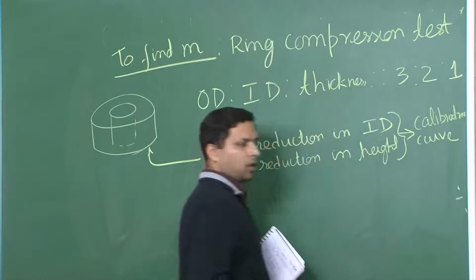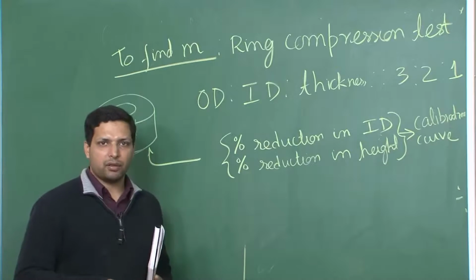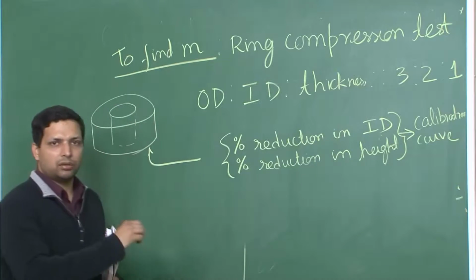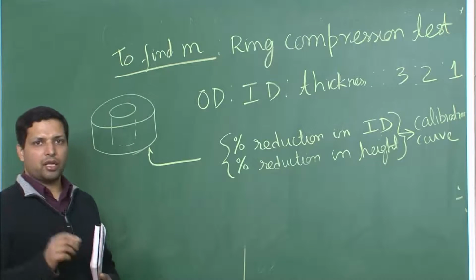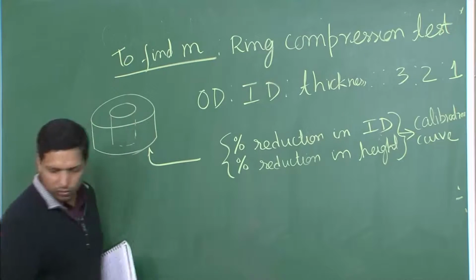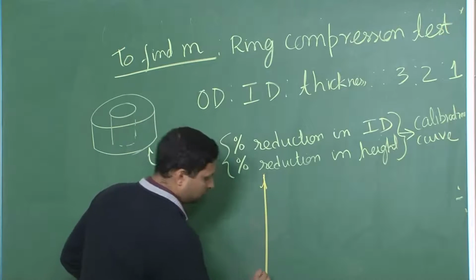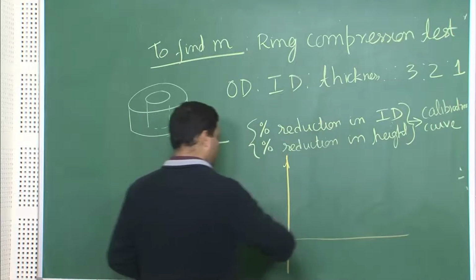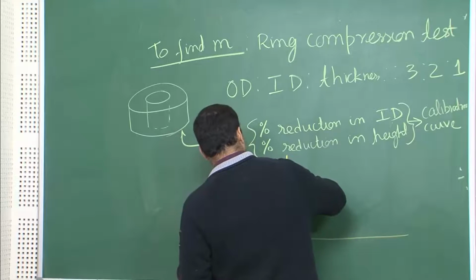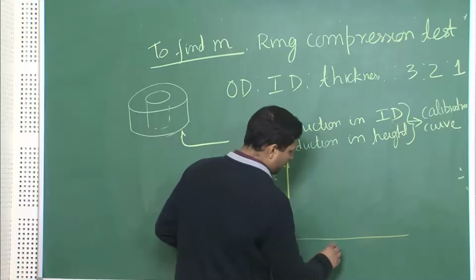That calibration curve has basically been obtained by doing several experiments, and after doing those experiments people have been able to relate the ratio of these percentage reductions to a particular m value, and that is what this calibration curve will provide you. So, this calibration curve will look something like this. On the y axis you will have percentage reduction in ID, that is the inner diameter, and on the x axis you will have percentage reduction in height.